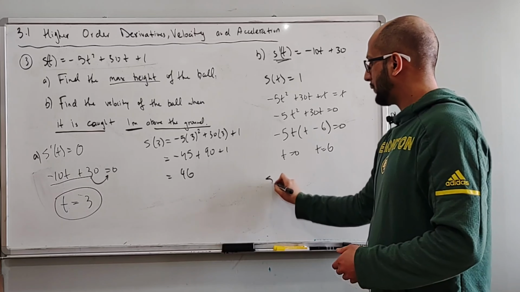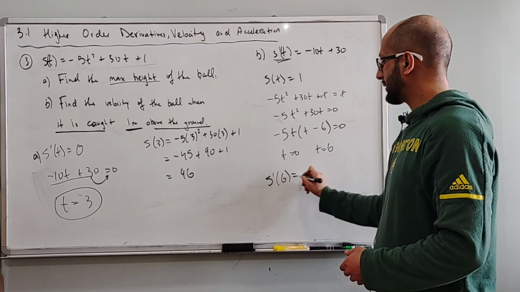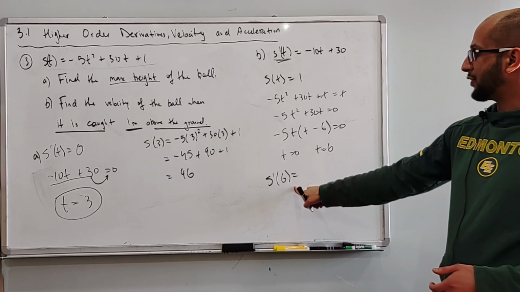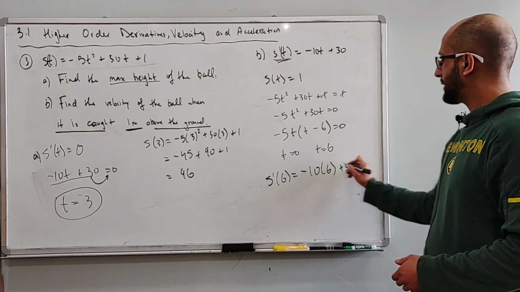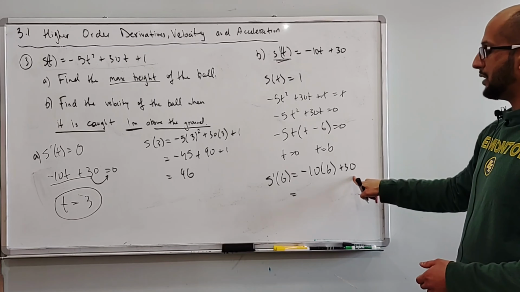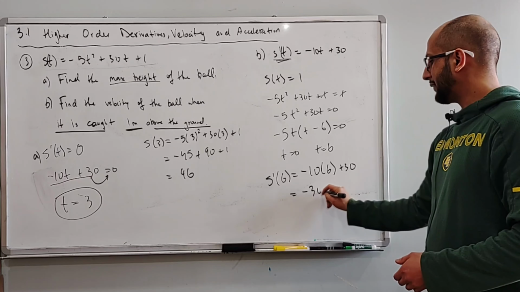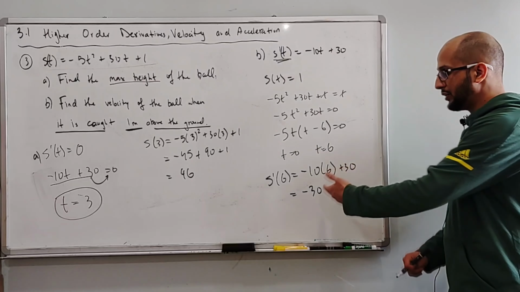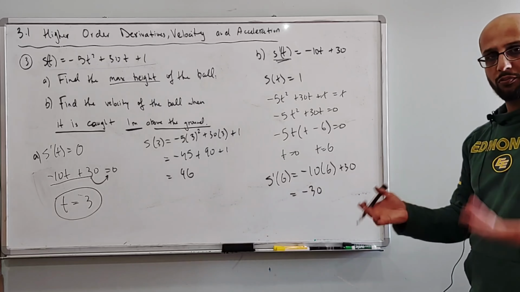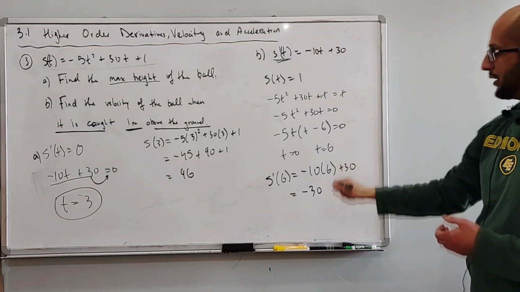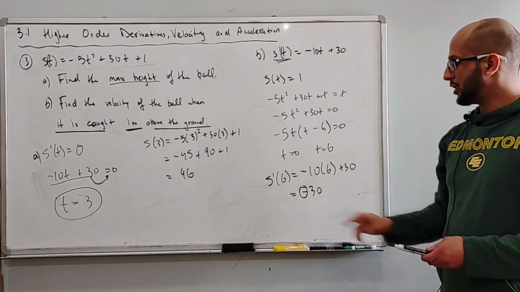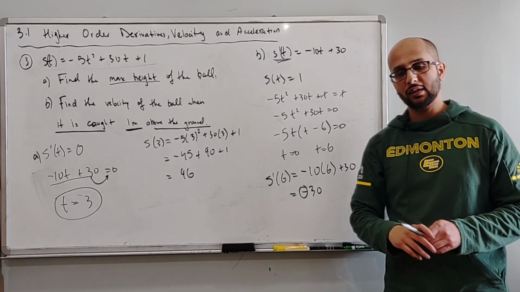The question that I'm looking for is now s prime at 6, which is the velocity after 6 seconds, which is going to be negative 10 times 6 plus 30. So negative 60 plus 30 will be negative 30, which turns into negative 30 meters per second, which makes sense because at that point the ball will be coming down. If the ball is coming down, it should be a negative velocity, and the 30 makes sense for its magnitude.